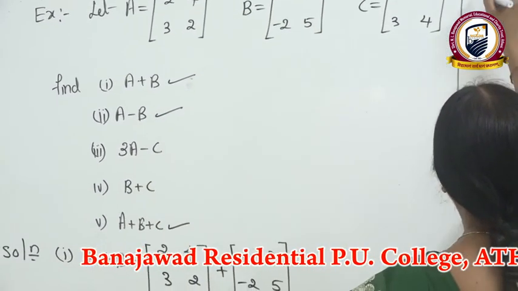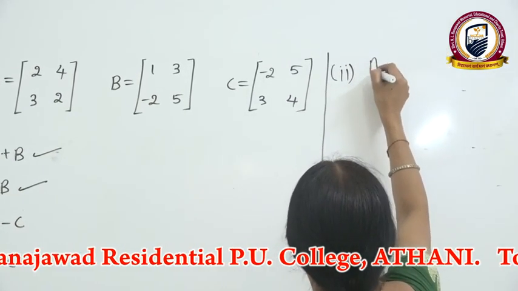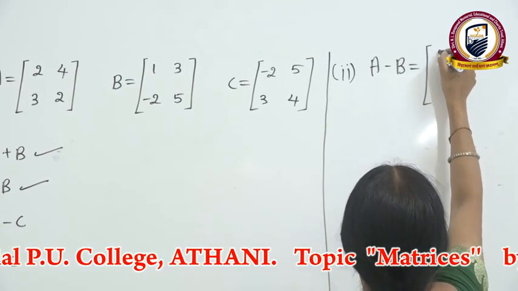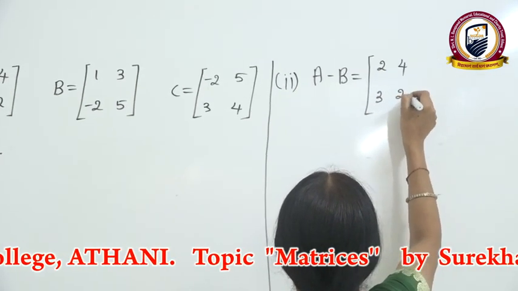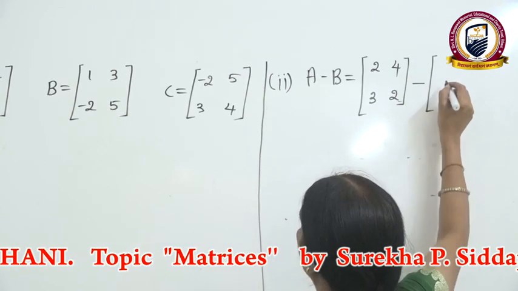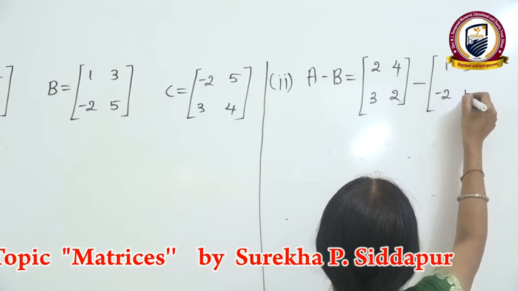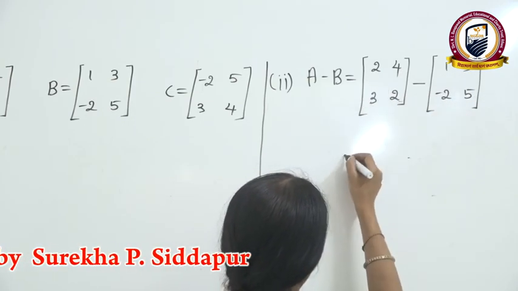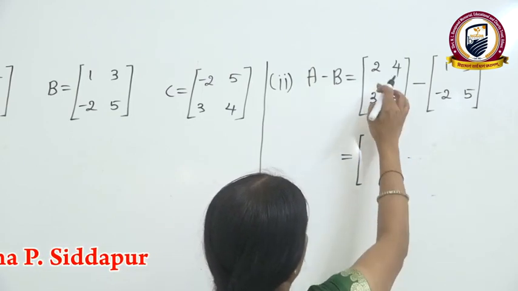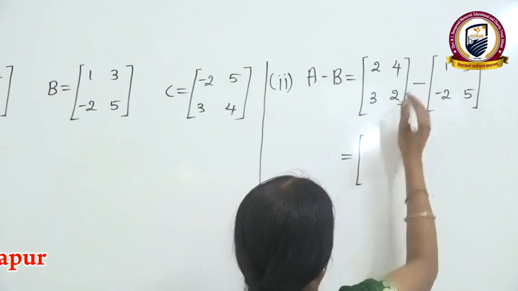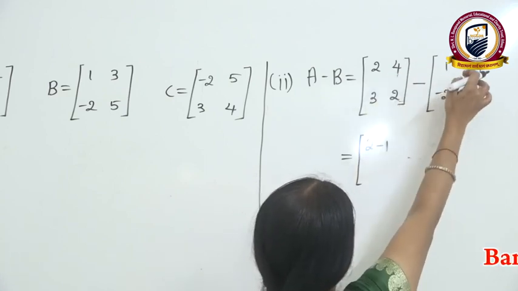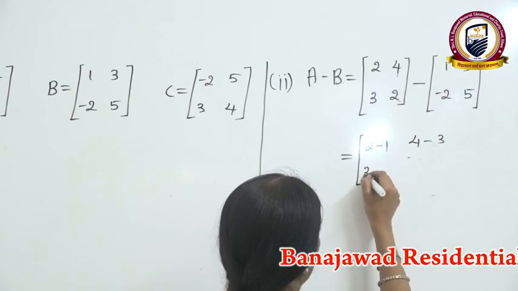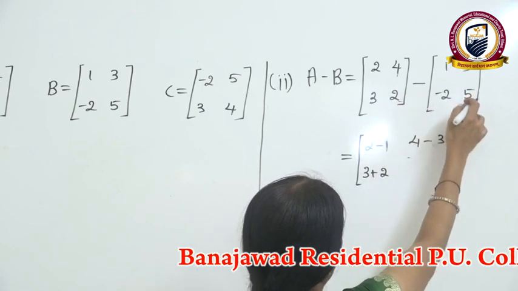Now moving to the second one. See what is the second one? It is the subtraction A minus B. Write down those matrices. Then like previous, here we are just doing the subtraction. In the previous we did the addition. Corresponding elements: 2 minus 1, 4 minus 3, 3 minus into minus becomes plus, then 2 minus 5.